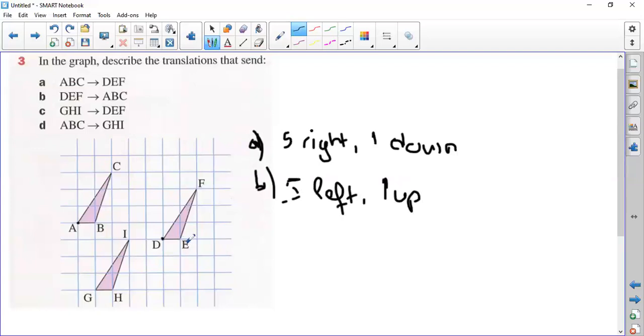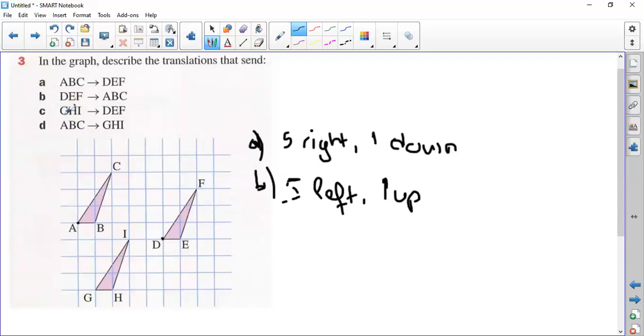Okay, let's check for E. E goes to B. Again, it will go 1, 2, 3, 4, 5 to the left, 1 up. F goes to C. So 1, 2, 3, 4, 5 and 1 up. So 5 left and 1 up.